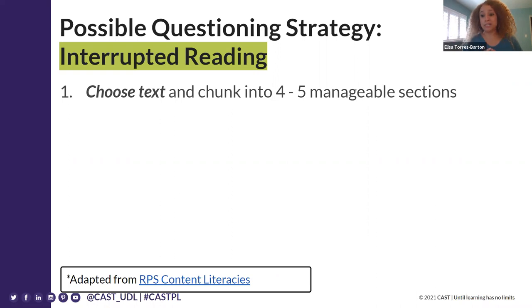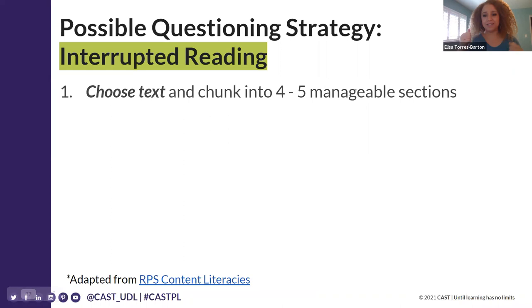So interrupted reading means exactly that. You're going to choose a text and you're going to chunk it into 4 to 5 manageable sections. The next piece will be to read each chunk out loud.